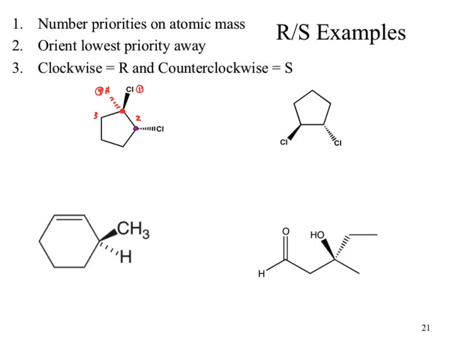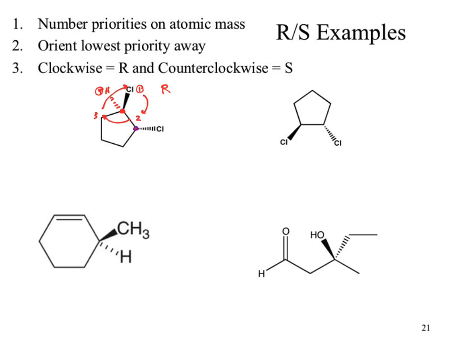We can now loop around 1, 2, 3. Which direction would I be turning? I'd be going clockwise, which makes it R. Before I finalize my answer, the lowest priority must be aimed away from me. The lowest priority, hydrogen in this case, or number 4, is aimed away from me, as I can see by the dash, which means that position is R.